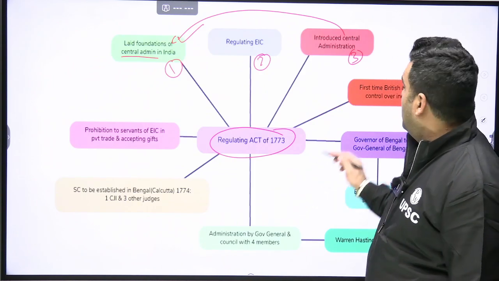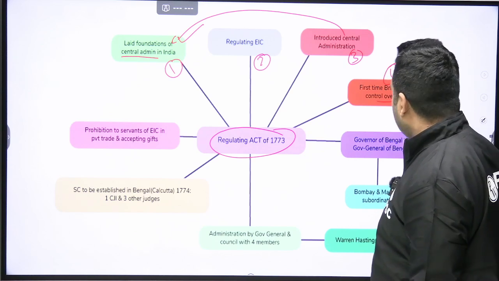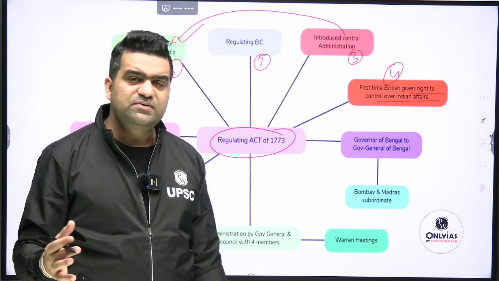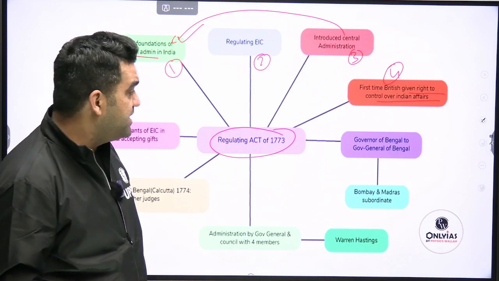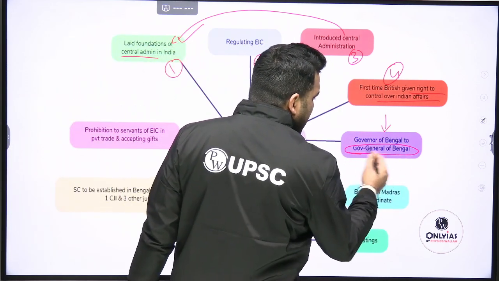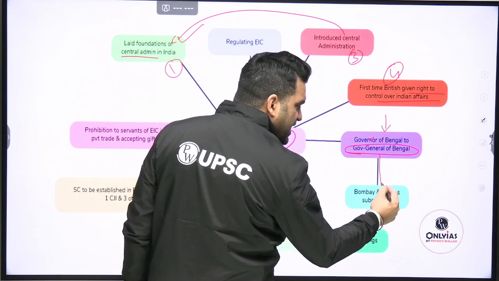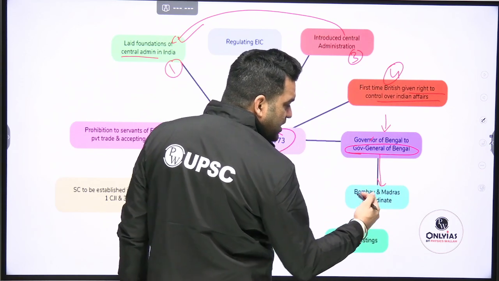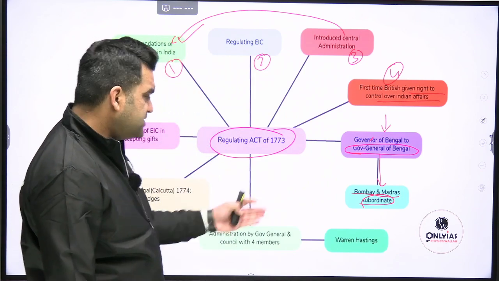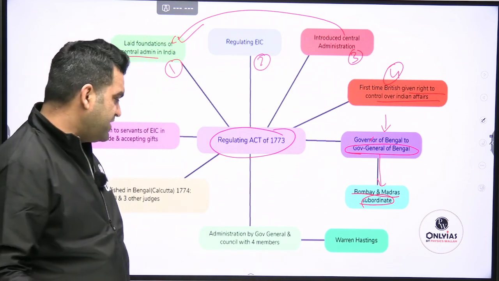Now, the fourth one: for the first time the British were given the right to control Indian affairs. Britishers were given the right for the first time. That is why we are starting from 1773. The Governor General of Bengal was named as such. Earlier, he was known as Governor of Bengal. Why Governor General? Because he would have the superseding authority over the governors of Bombay and Madras. They would be subordinate to him. The first Governor General was Warren Hastings, 1772 to 1785.